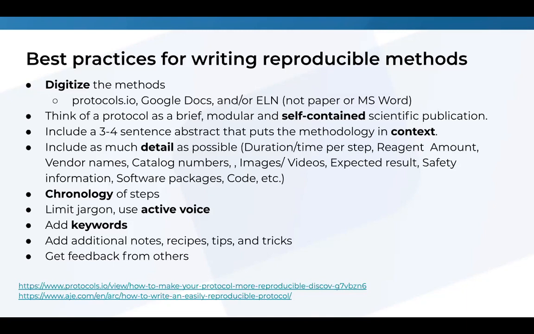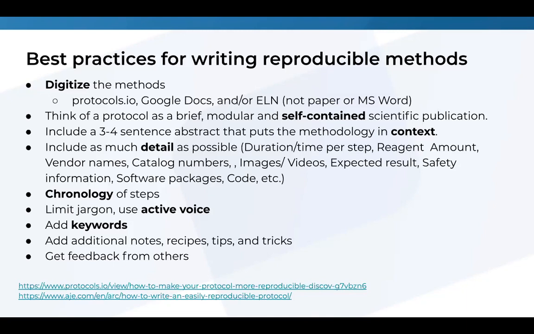And that means, for example, include a short abstract. It doesn't have to be long. It can be 3 to 4 sentences that just puts your method into context. And this is really helpful for anybody who will pick up this protocol in the future, because you don't know who might pick up this protocol, and they might not know what you used it for, or you might even pick it up 10 years from now. And if you have a little abstract, it will just tell you what this method was about and what you used it for. So it's just really helpful to let the reader know what this method is about.